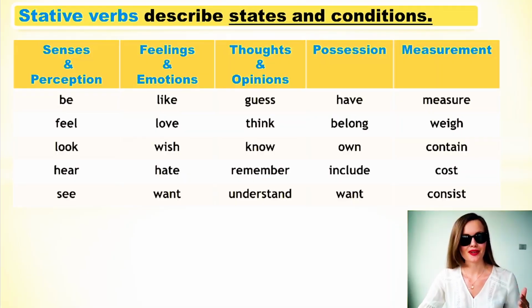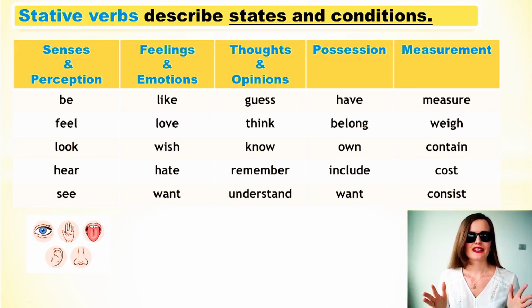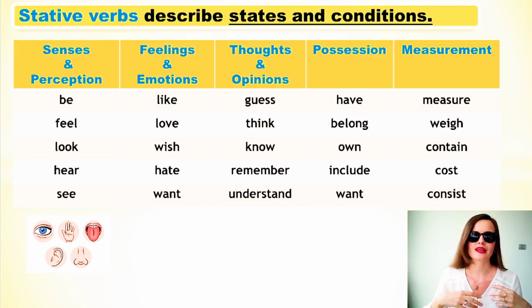It is easier to learn and to understand if a verb is a stative verb or an action verb by dividing them into categories. The first category is called senses and perception. For example, there could be such verbs as be, feel, look, hear, see. This table does not show you all of the stative verbs. There are so many of them, but these are just some examples that can help you to identify which verb is a stative one and which one is an action one.